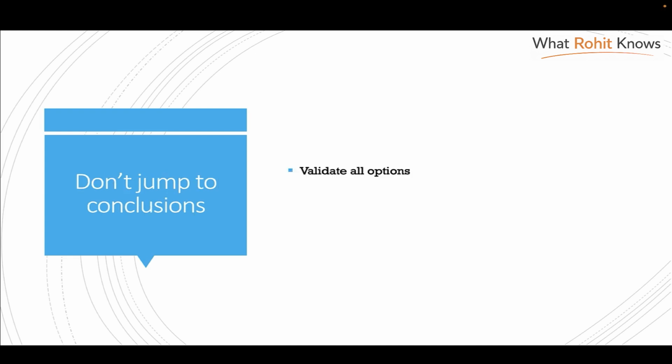Don't jump to conclusions. So even if you think options number 1, 2, and 3 are correct, still have a look at the other options, and especially in multiple choice, multiple answers, because you don't know whether all 4 are correct, or 2 options at the top and 1 option at the bottom are correct. So you will not be able to make a confident decision till you have looked at all the options.